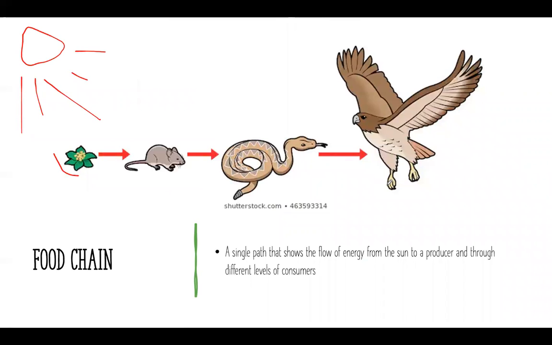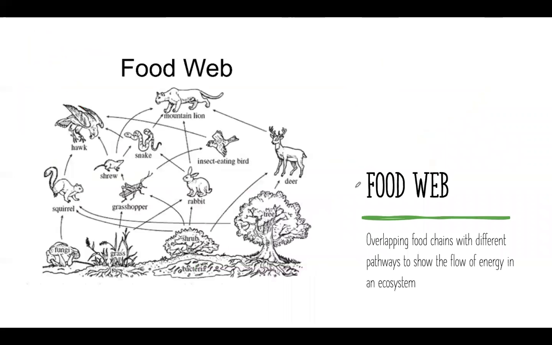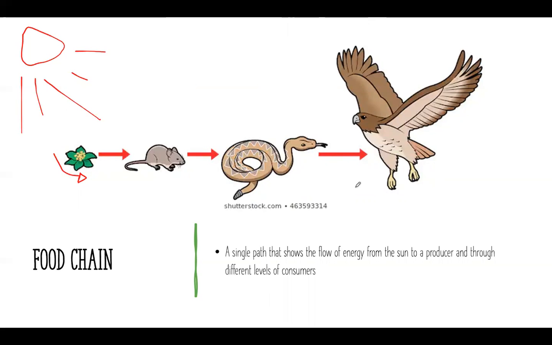Food chain. A food chain is a single path that shows the flow of energy from the sun to a producer and through different levels of consumers. We can see a beautiful sun, and this plant gets its energy from the sun. This rat gets its energy from this plant. The snake gets its energy from this rat. This hawk gets its energy from the snake. It's a line, a path that shows the energy. That's why we call it a food chain.